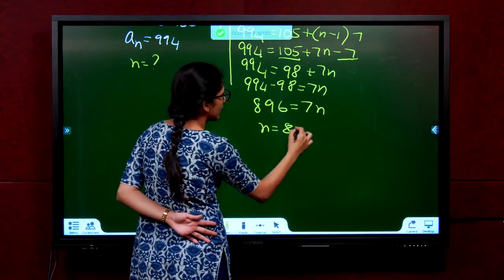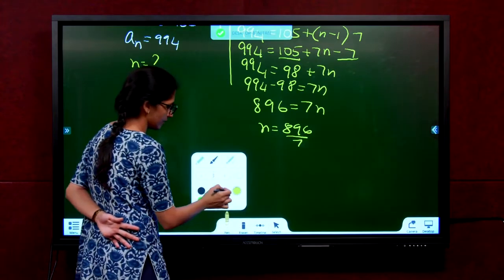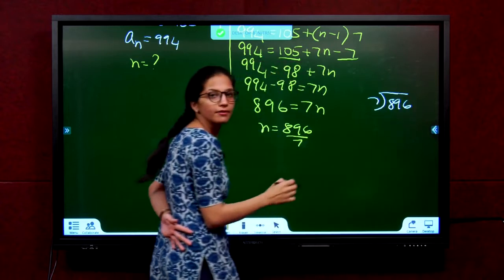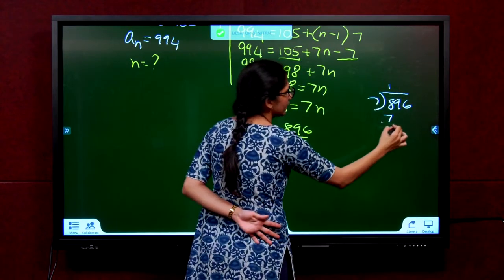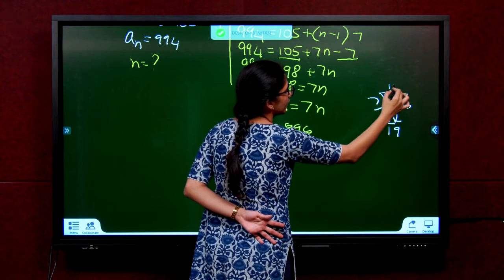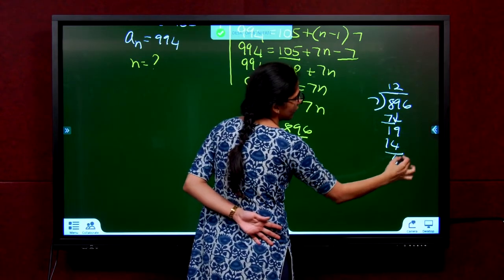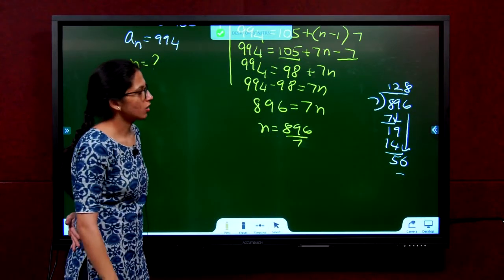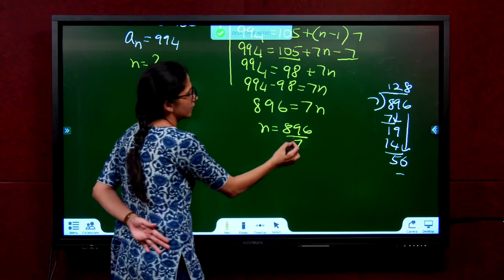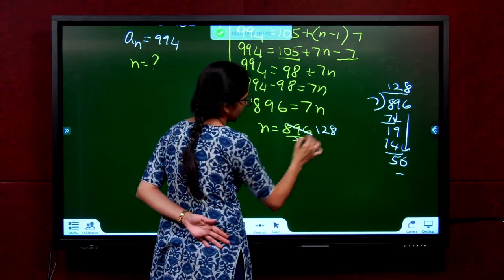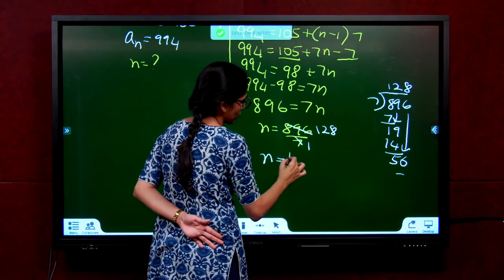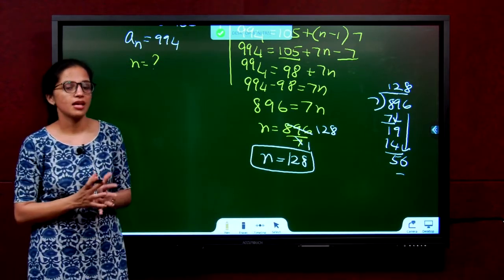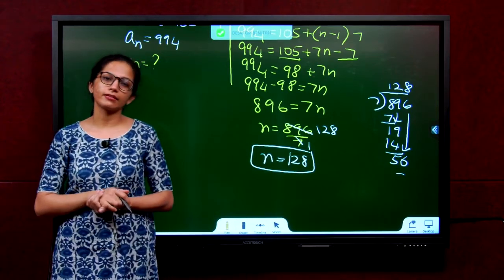n is equal to 896 by 7. Now we do the division. 896 by 7. 7 ones are 7, remainder 1, 9, 7 twos are 14, 5, 6, 7 eights are 56. That will go. So how much? What's the answer? 7 ones are 7, 7 128s are 896. So the answer is 128. That means there are 128 such terms that are divisible by 7.